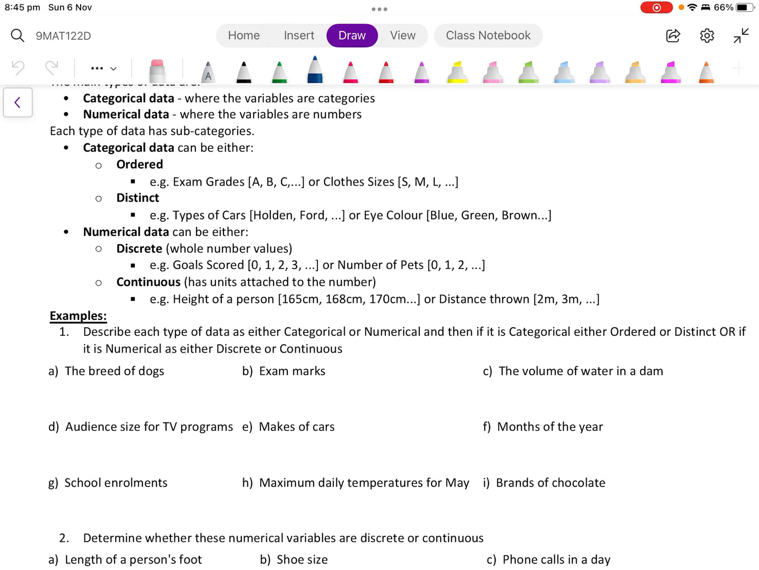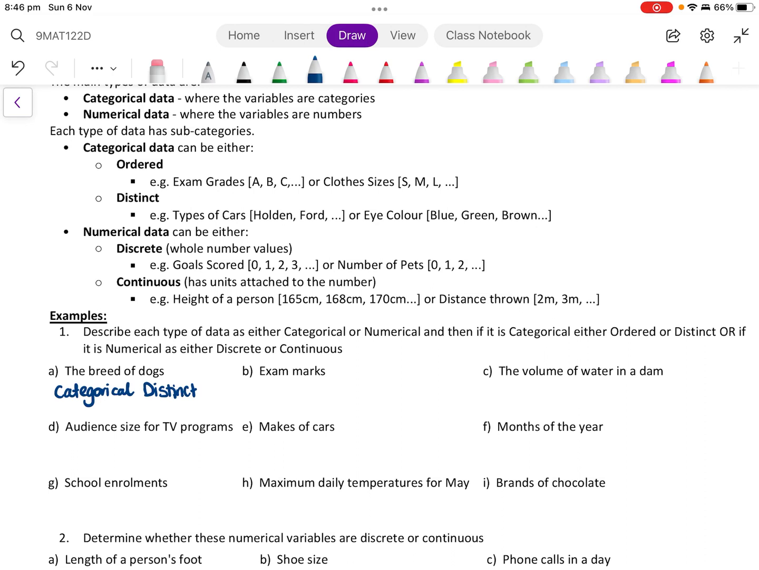Is the breed of dogs as an answer a category, or do we get a numbered answer? For the breed of dogs, we get a categorical answer. So we get it in terms of a category. Then we want to look at whether it's ordered. Are breeds of dogs ordered, or are they distinct? Now they are distinct. We don't have an order to breeds of dogs. We don't know how they are ranked per se.